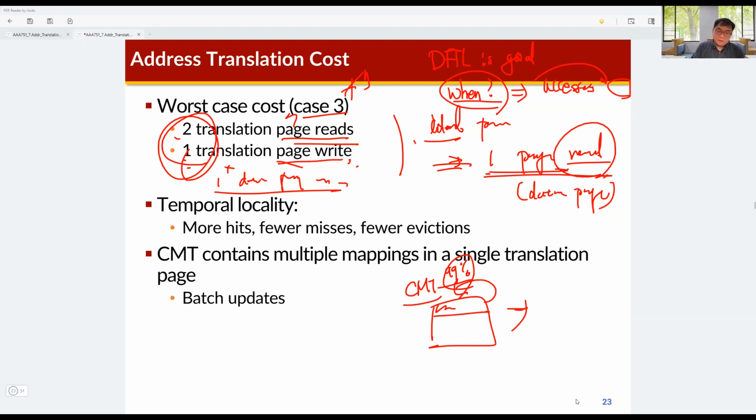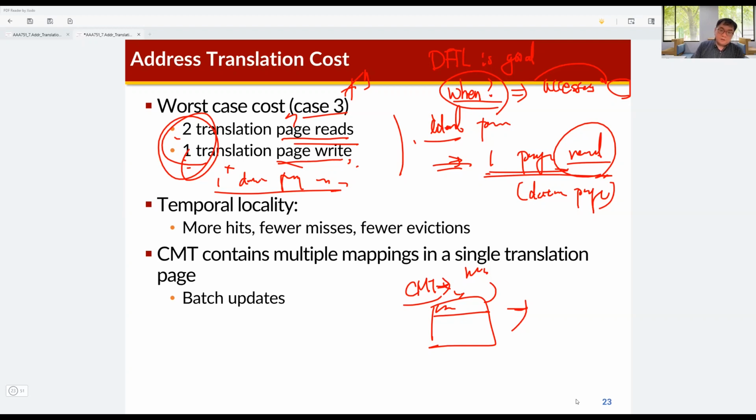Because what if the CMT is always full and the miss rate for the CMT is very high, then the performance of the Dftl will be very low. It may be lower than the hybrid FTL or some other FTL algorithms.